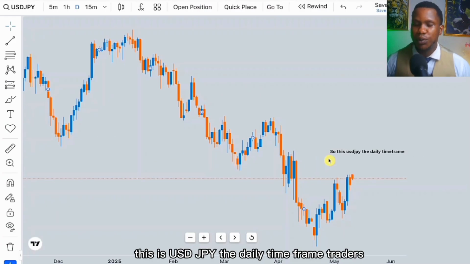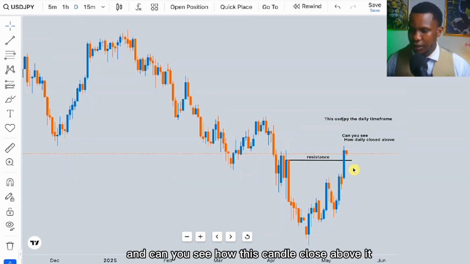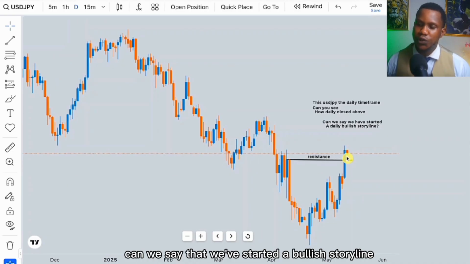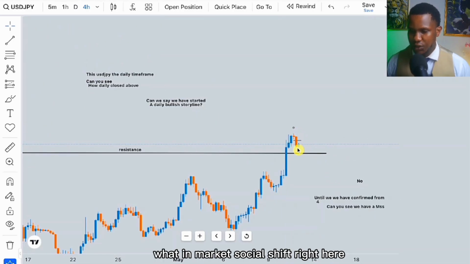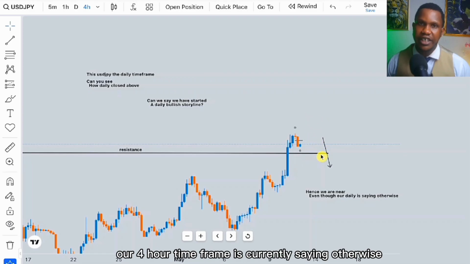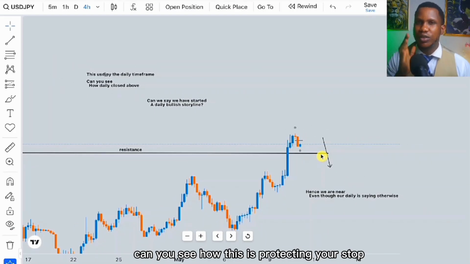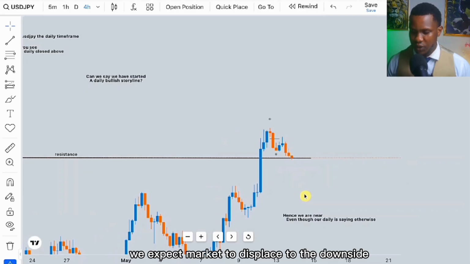This is USDJPY, the daily time frame, traders. This is our daily resistance, and can you see how this candle closes above it? Can we say that we've started a bullish storyline? No. See, we've gone to the 4-hour time frame to confirm it. Can you see that we have a market structure shift right here? Even though our daily time frame is staying bullish, our 4-hour time frame is currently saying otherwise. Can you see how this is protecting your stop losses in the market? We expect market to displace to the downside. Let's see. Can you see what?